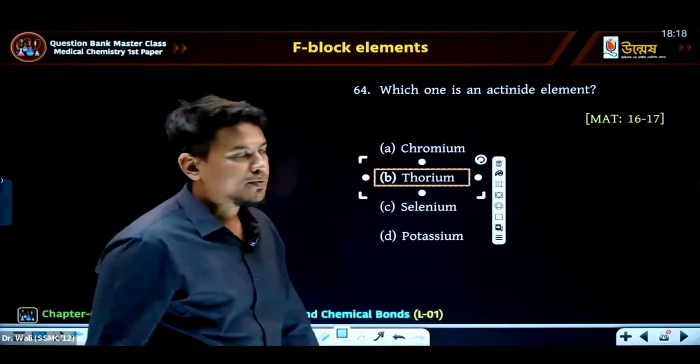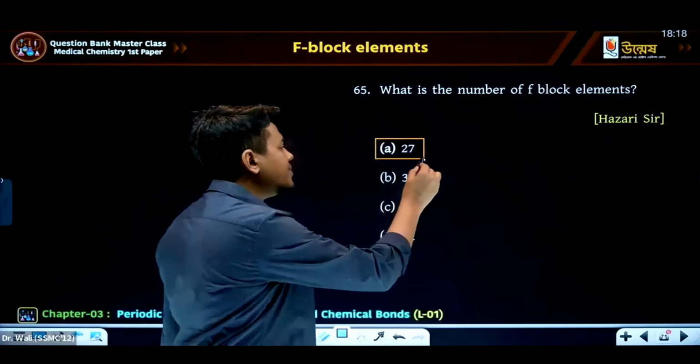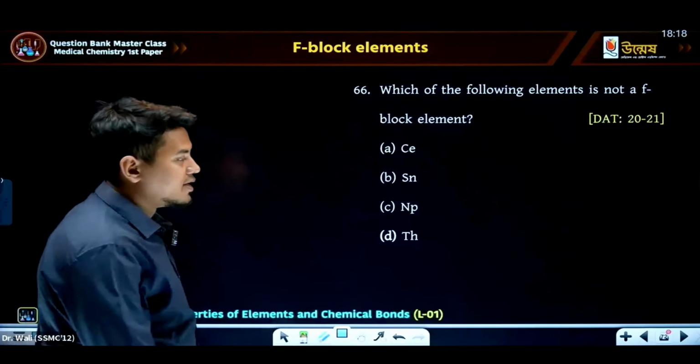It is also very easy to answer. It is thorium. What is the number of F block elements? The F block elements will be 27. F block elements, 27. I have already discussed that.